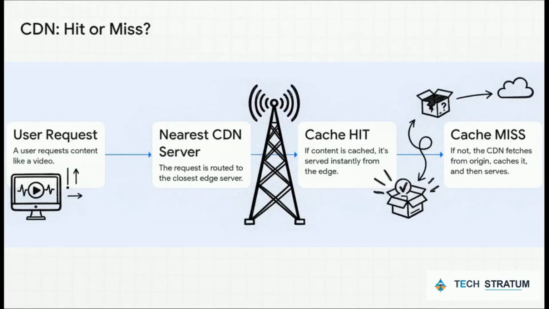So here's how that plays out. Let's say you go to watch a YouTube video. Your computer gets sent to the closest CDN server. Now, if that server already has the video you want saved on it, that's what we call a cache hit. Boom, the video starts playing instantly. But if it doesn't have it, that's a cache miss. And in that case, the CDN server has to go grab the video from the original source, save a copy for the next person who asks for it, and then send it over to you.